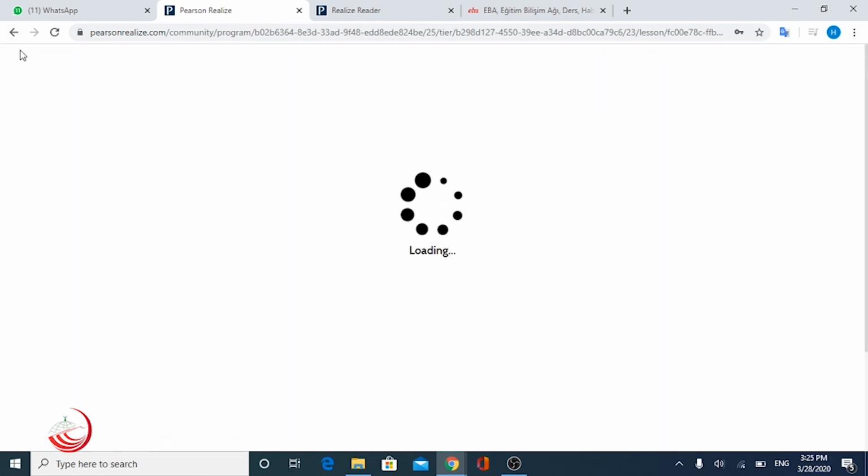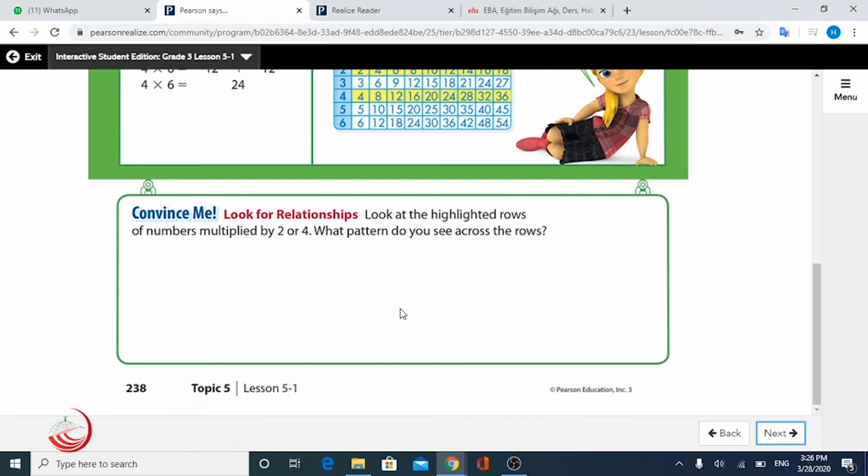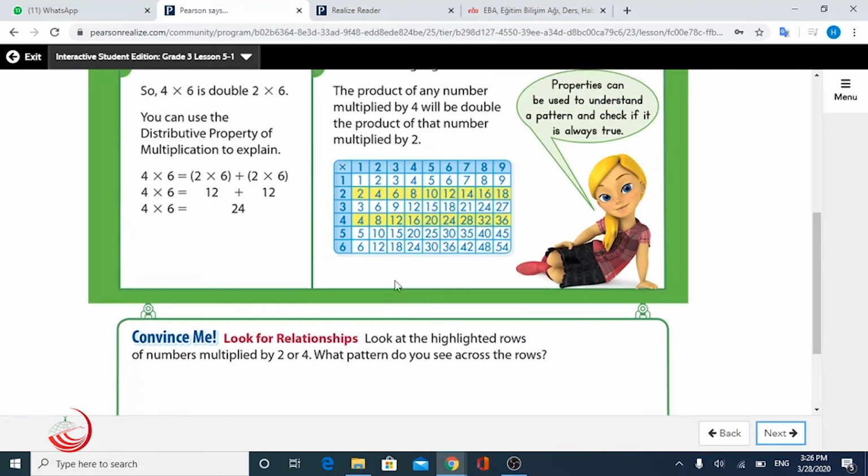Okay, we'll be back to the last part of our lesson. Look at the highlighted rows of numbers multiplied by 2 or 4. What pattern do you see across the rows? We can see that the rows of 2 always have even numbers, and the rows of 4 always have even numbers too. And we can see also that the products of the 4 factor are the double of the products of the 2 factor. That's it for today.